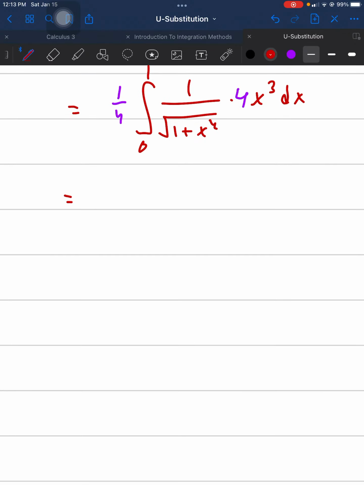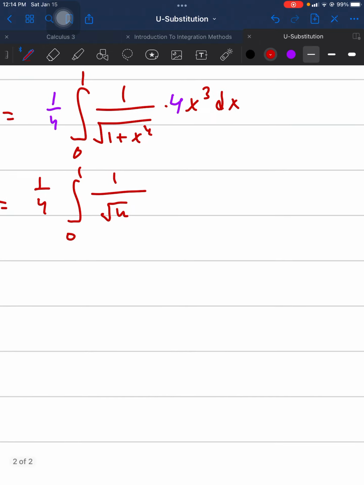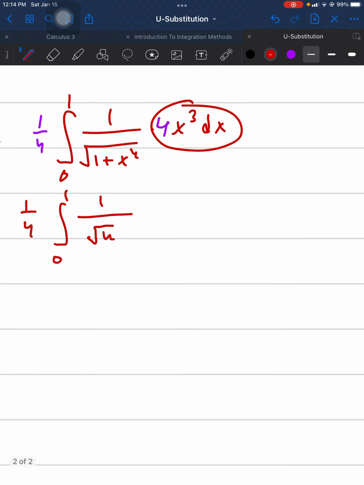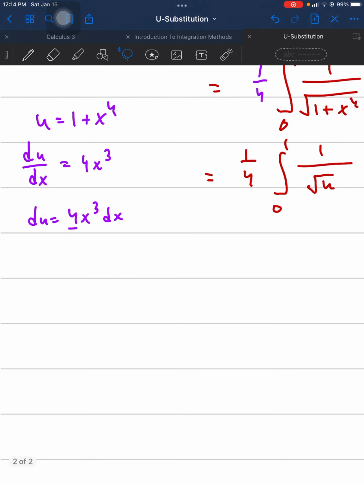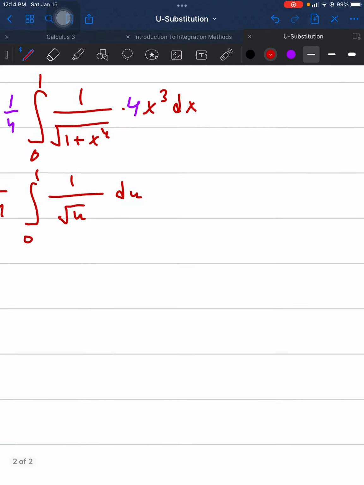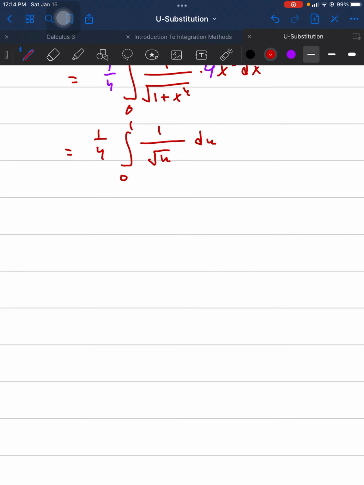And then we just say 1/4 integral from 0 to 1. So we know this is gonna be u. 1 plus x to the 4th is u, so radical u. And then we know this entire expression is just du, right? Because we calculated right here. So this is going to be du. Now that we have this, we can evaluate like any other definite integral.